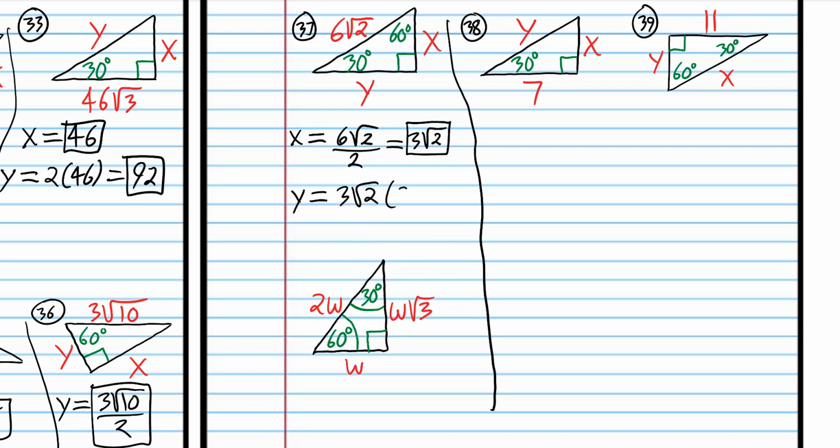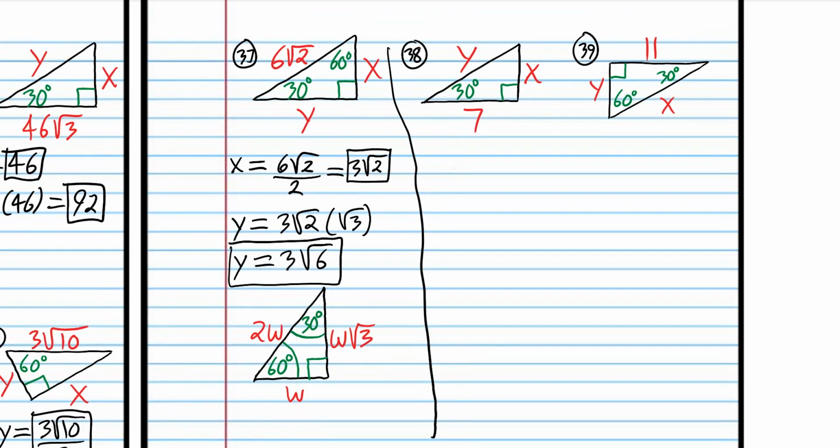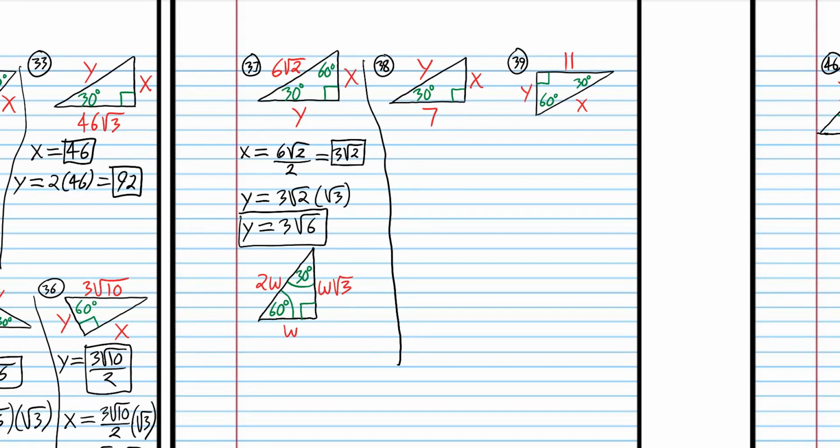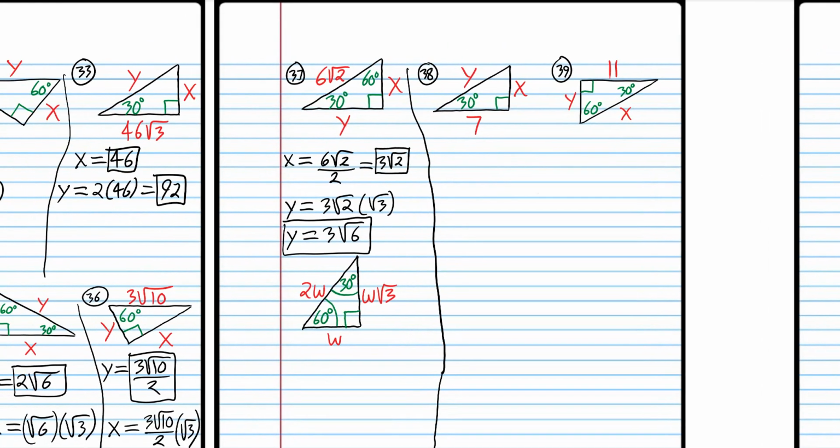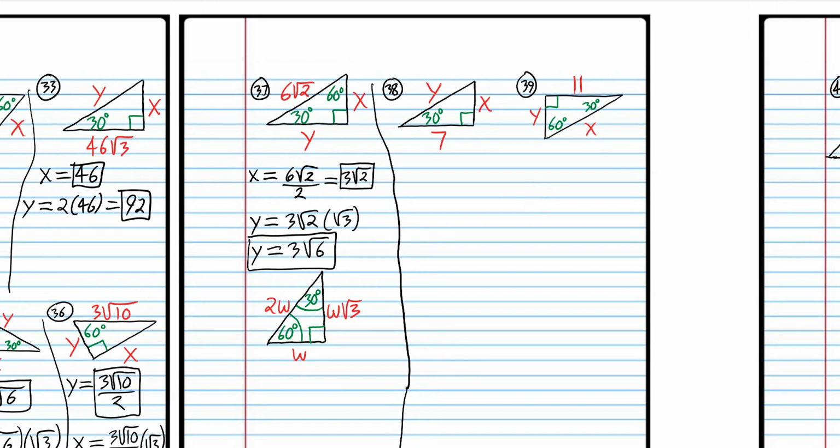All right, now the side opposite 60, that's just equal to the side opposite 30, which we just found, times root 3. So now we're multiplying roots again, so root 2 times root 3, that's just going to be root 6. And you can't combine the 3 and the root 6. So if you got that answer, good job. If you didn't get that answer, if you got stuck because of those roots, that's okay. Just go back to my beginning algebra course and figure out how to do those roots.